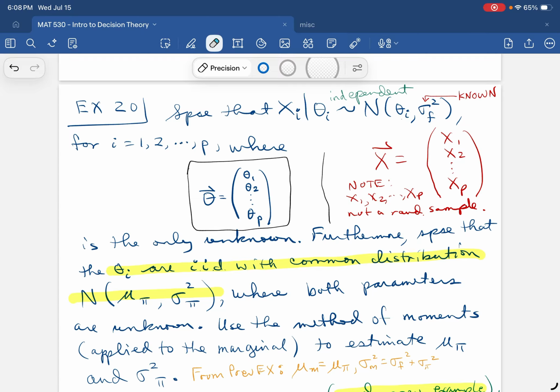And in this example, we're going to use the method of moments to estimate mu sub pi and sigma sub pi squared. At this point, this would be a good time in the video for you to pause and see if you can use that formula that we just covered in the lemma to verify what we determined earlier in the previous video, and that is that the marginal mean is equal to mu sub pi, and the marginal variance is equal to sigma sub f squared plus sigma sub pi squared.